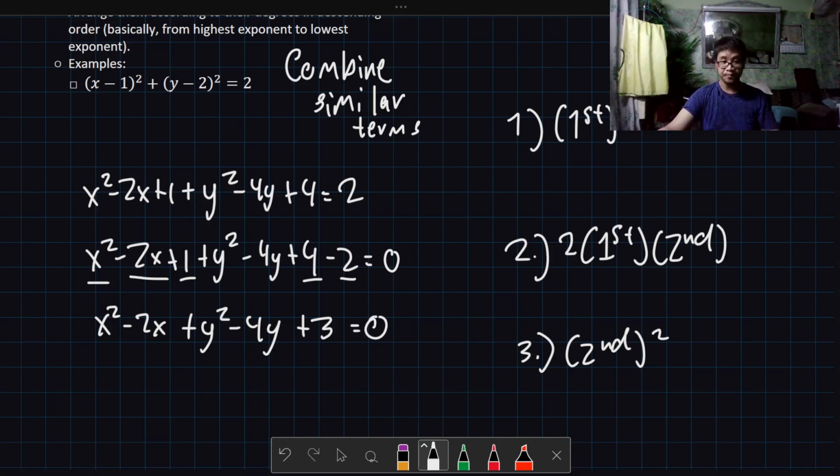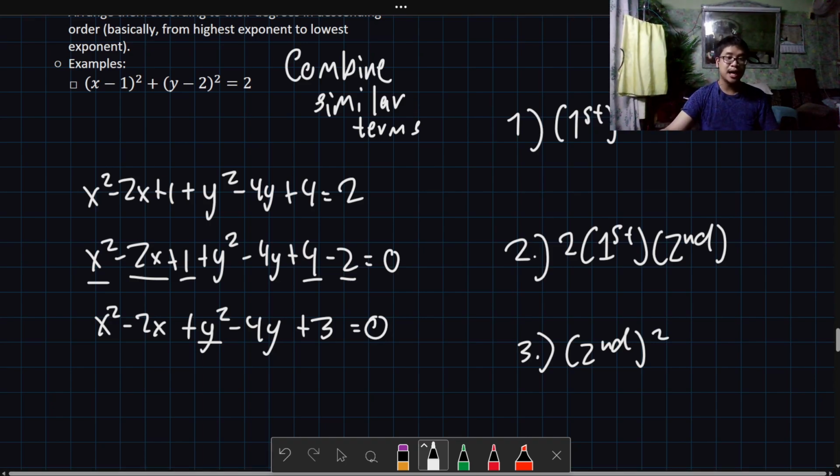Now take a look. How about y squared? Do you think there are other terms that have y squared aside from this? Nothing. How about negative 4y? Are there any terms that have y aside from negative 4y? Nothing. So for those terms that don't have like terms, just keep them that way. But for the constant terms, I highly assume there will be more than one constant term, so you have to combine them together. So you have this one.